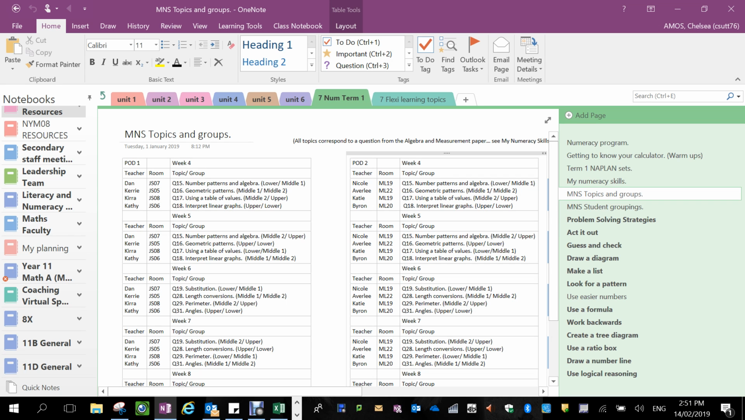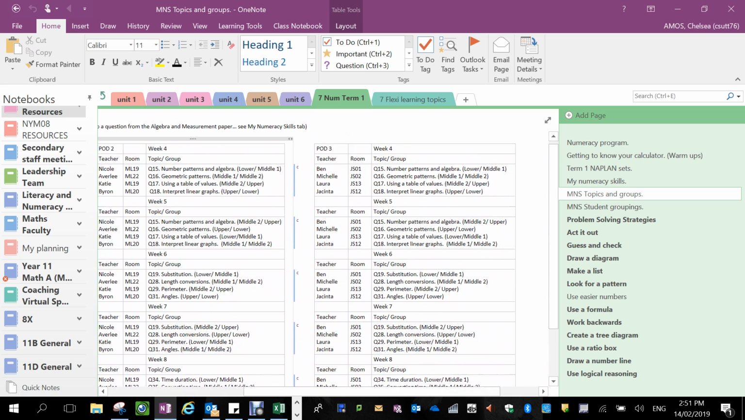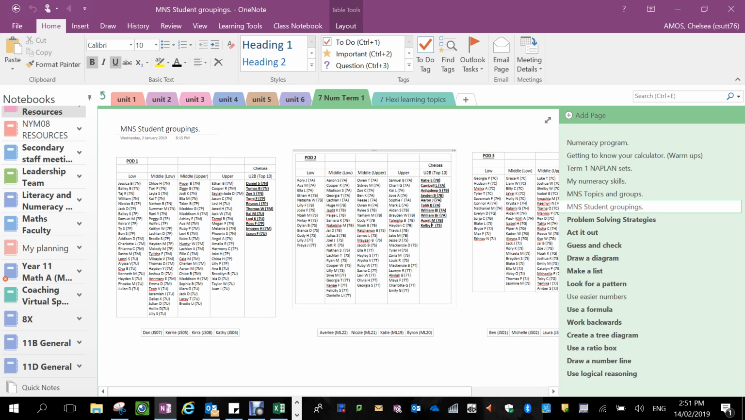And this happens for Pod 1: Dan, Kerry, Kira, Kathy. Pod 2: Nicole, Avalie, Katie, and Byron. And Pod 3: Ben, Michelle, Laura, and Jacinta. So it does actually tell you which group you're working in within your pod. So if you go to M&S student groupings below that, it'll also show you which kids are in which groups.